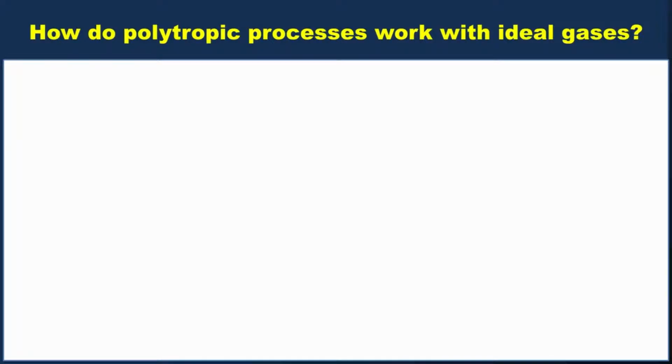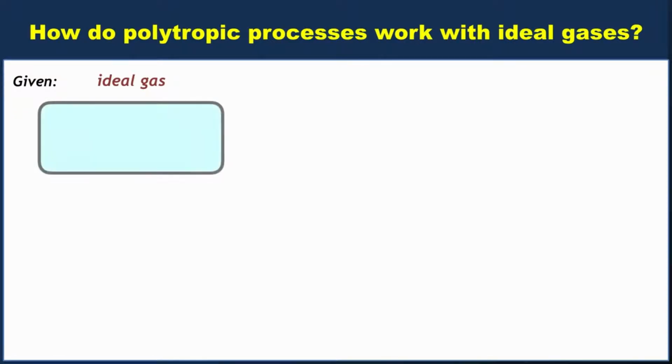Let's sort out how polytropic processes work with ideal gases. So, we're given an ideal gas. I have to apologize, the drawings for this video aren't that engaging. It's a big parcel of gas. And we know that there are 4 different versions of the ideal gas law. I'm just going to pick one.